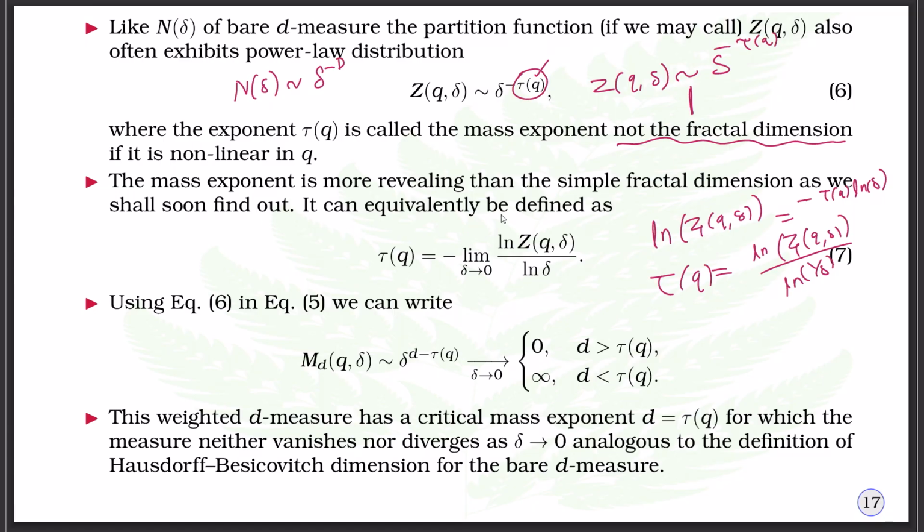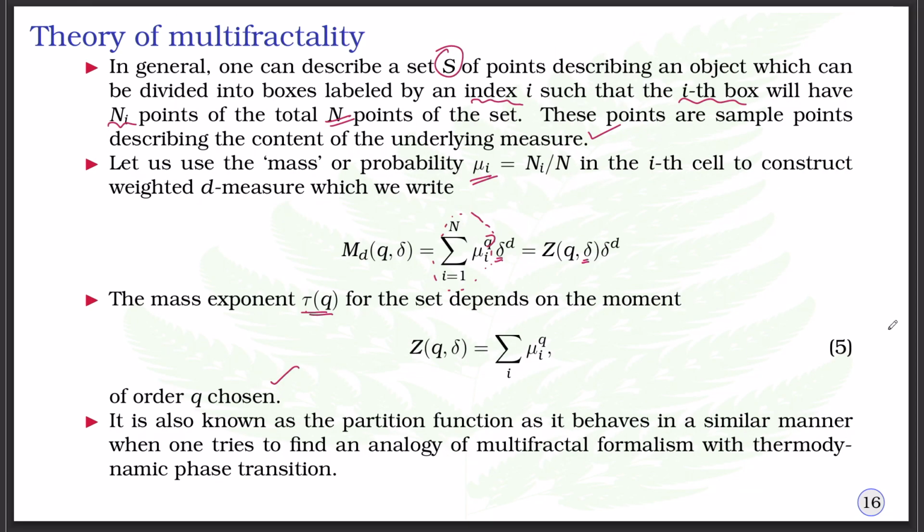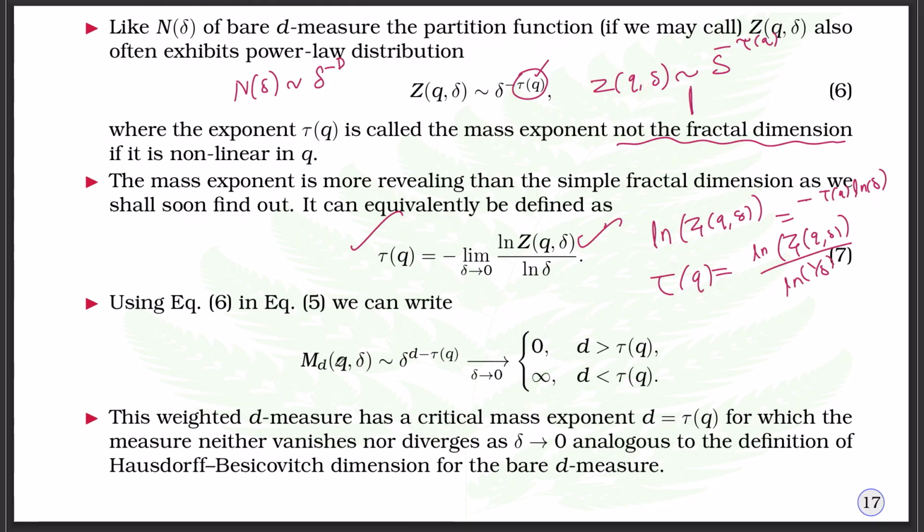It can equivalently be defined like this. The mass exponent is now defined like this. By using the power law property, one can obtain this. Then equations 5 and 6: in equation 5 you can replace with 6. Z(q, δ) can be written, and then Md(q, δ), the d measure of the set S with q and δ, can be written as δ^(d − τ(q)).